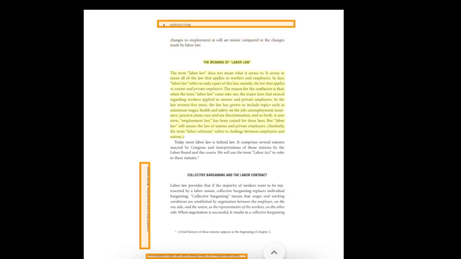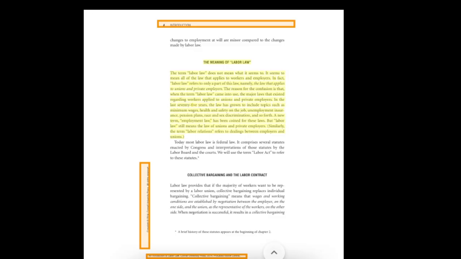The meaning of labor law. The term labor law does not mean what it seems to. It seems to mean all of the law that applies to workers and employers. In fact, labor law refers to only a part of this law, namely, the law that applies to unions and private employers. The reason for the confusion is that, when the term labor law came into use, the major laws that existed regarding workers applied to unions and private employers.